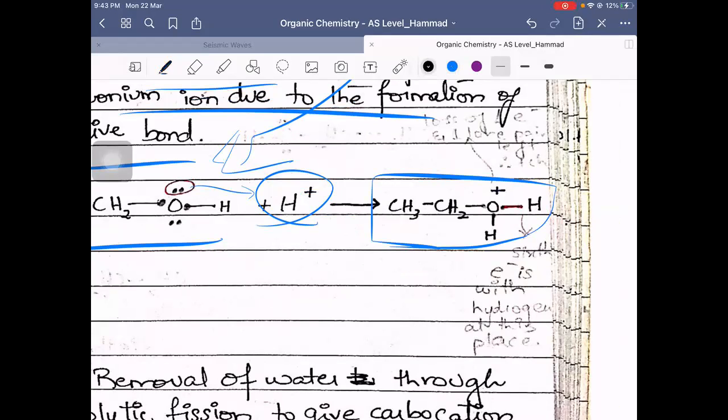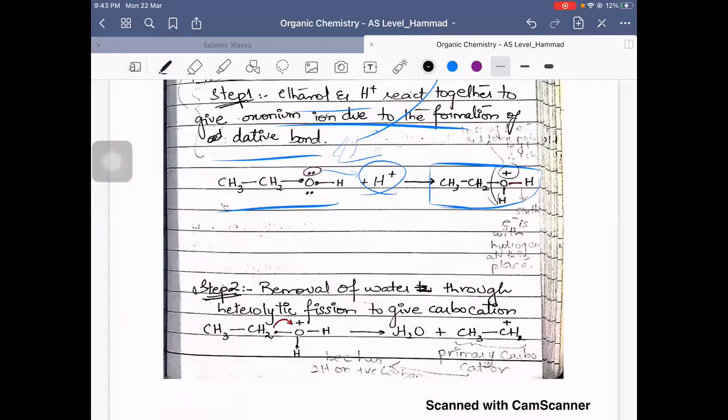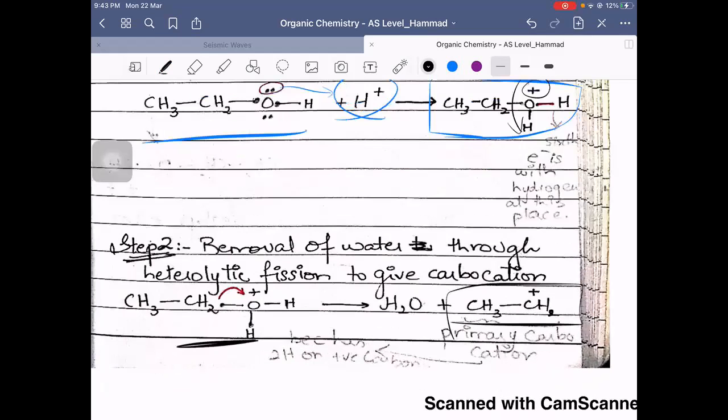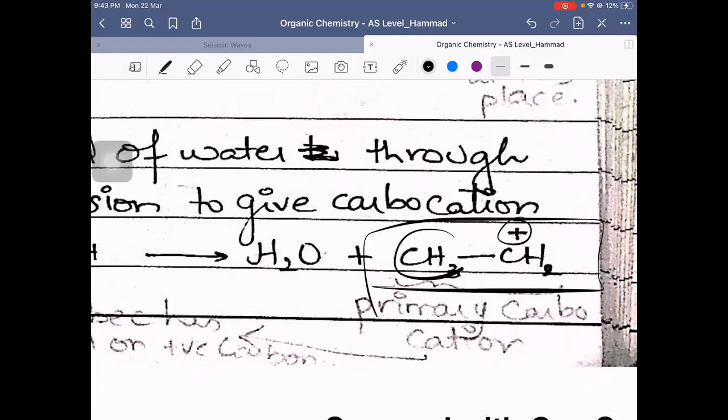So to neutralize this positive part, oxygen can only make 2 bonds. The formation of a third bond will introduce the positive sign. So it will remove this bond so that the positive charge is neutralized, somewhat like this. Now you see you have CH3CH2+. Carbon has a positive charge which is unstable. So what it will do is it will ask this carbon to remove the H+, a hydrogen atom from it.